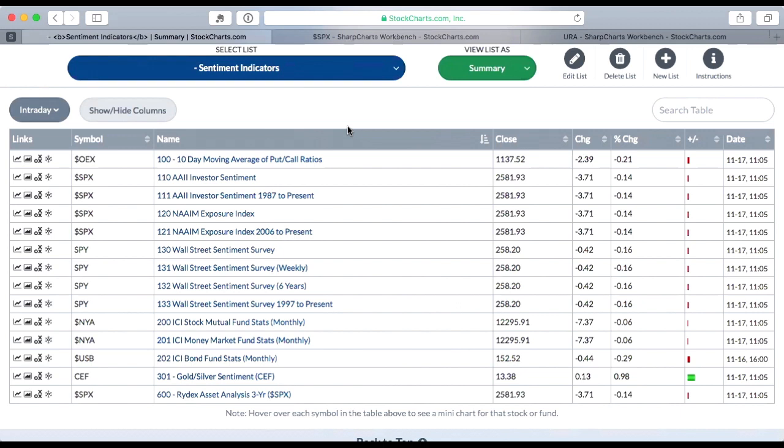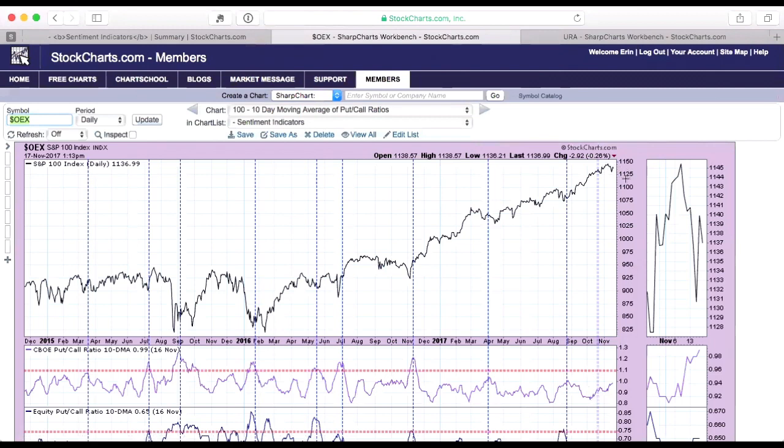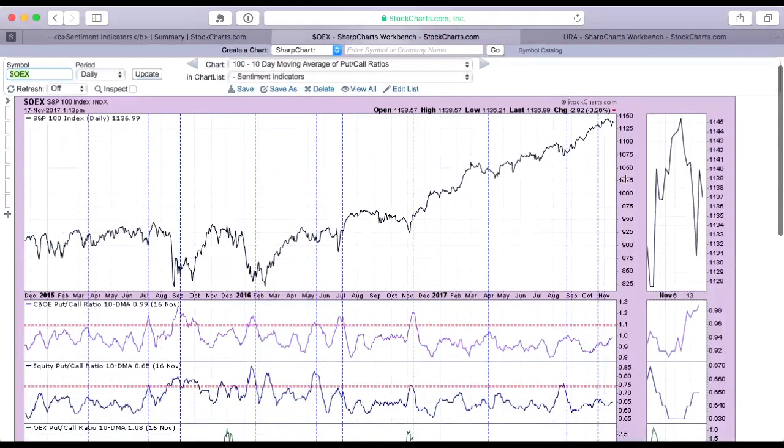So let's look very quickly at some of these sentiment numbers. I think it's really interesting. We're finally starting to see some really nice bearish readings.